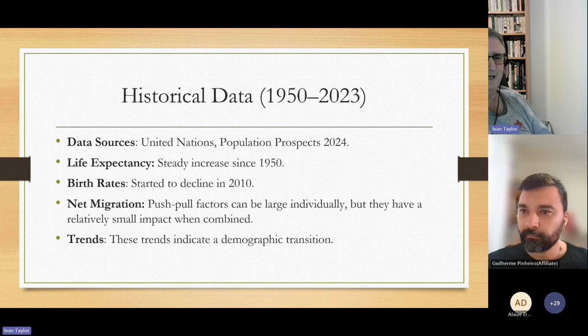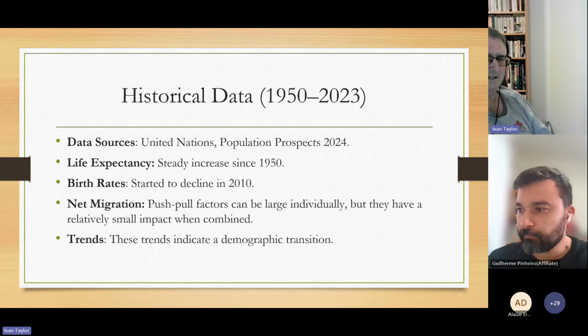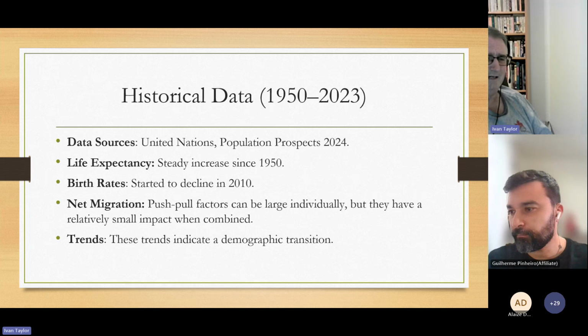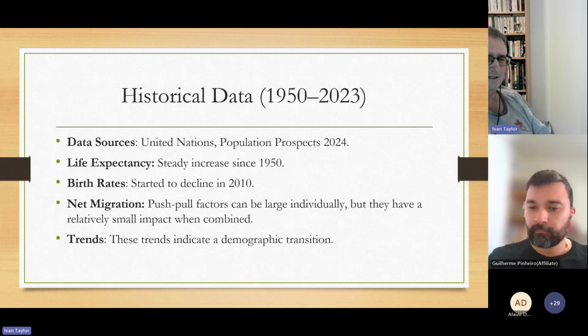Okay, so I collected historical data from 1950 to 2023, and I used the source from the United Nations called the Population Prospects 2024. And as I said, life expectancy has seen steady increases since 1950 in Nigeria. Birth rates have just recently started to decline, and around 2010 I started to see some decline in the birth rates. Net migration, definitely there's very strong push-pull factors in migration, and individually they're sort of large, but when you look at them as a net migration, they have a relatively small impact compared to the birth rates and the death rates, or the life expectancy. And so based on the fact that I'm seeing the birth rate decline since 2010, I think that Nigeria is heading towards a demographic transition.